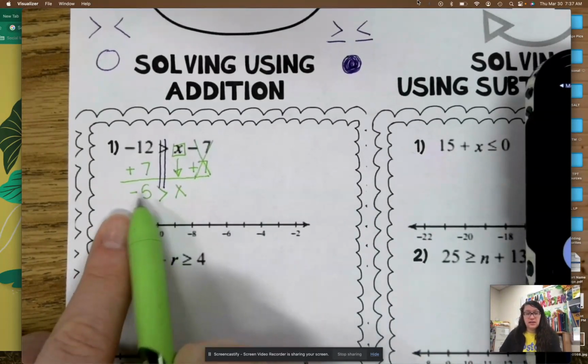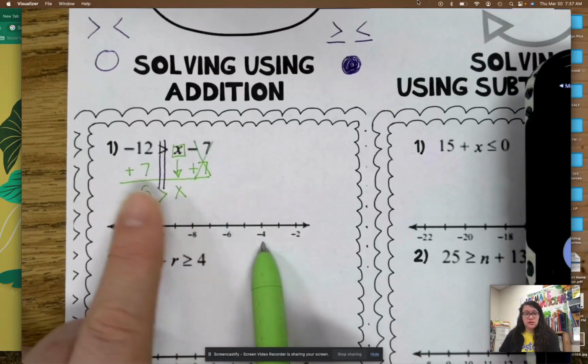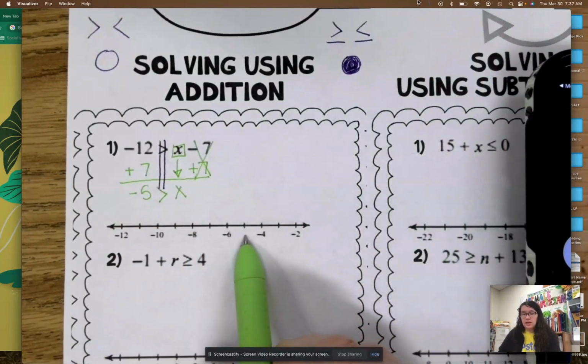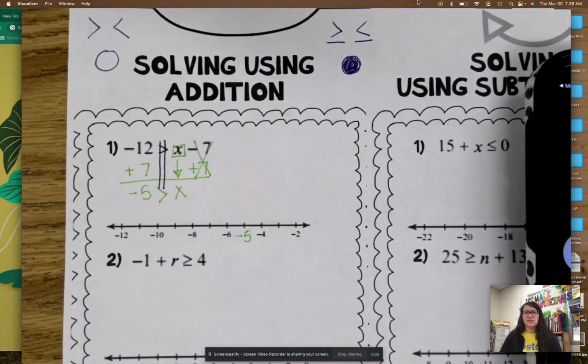So now I need to find negative 5 on my number line. I know 5 is between 6 and 4, so negative 5 would be between negative 6 and negative 4. So this is where my negative 5 would be. And now I want to think, is this going to be an open circle or a closed circle?